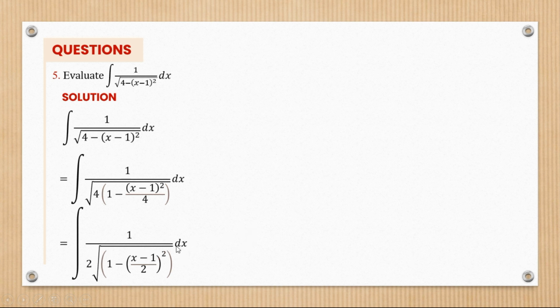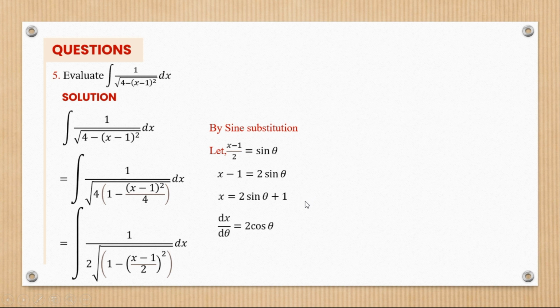Now we can clearly see that the value in the bracket here is what we're going to let be equal to sine theta. So by sine substitution, x minus 1 over 2 shall be equal to sine theta. If we make x the subject, we have x minus 1 being equal to 2 sine theta, and then x shall be equal to 2 sine theta plus 1. So if we differentiate this, dx shall be equal to 2 cos theta d theta if we make dx the subject.